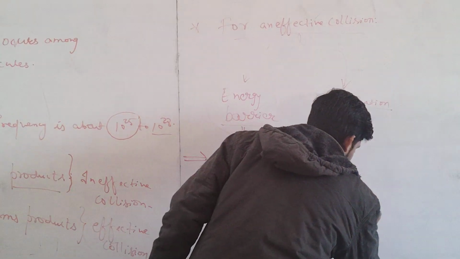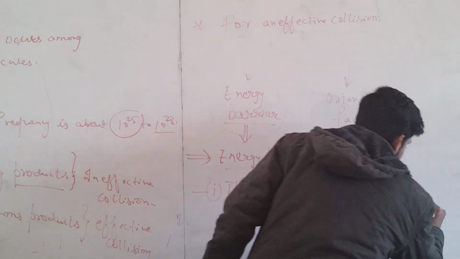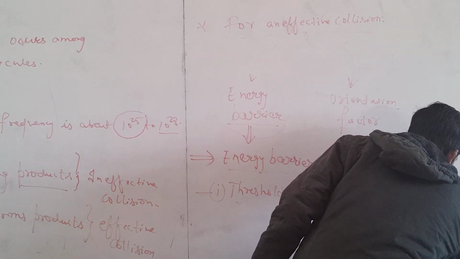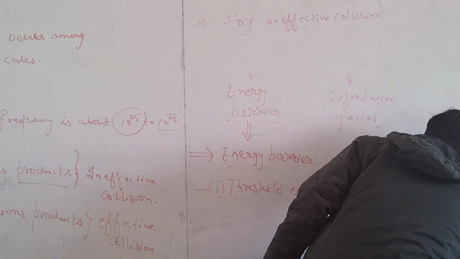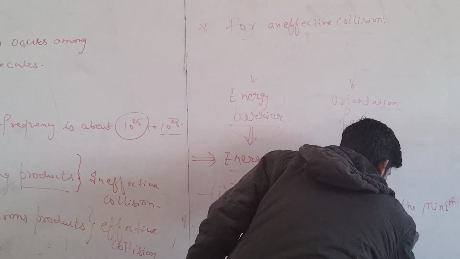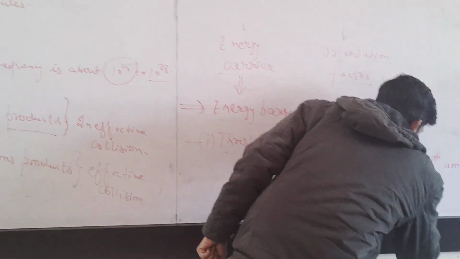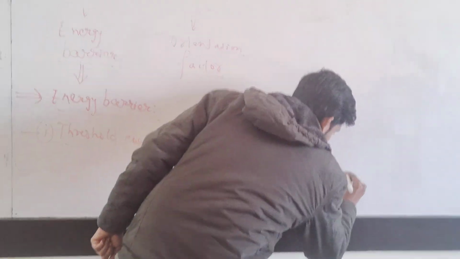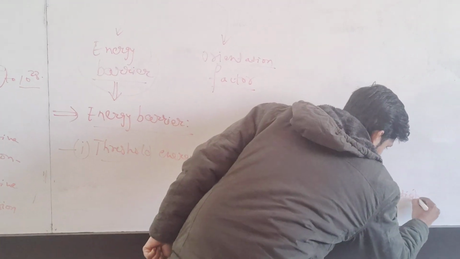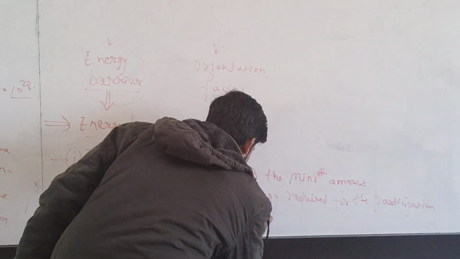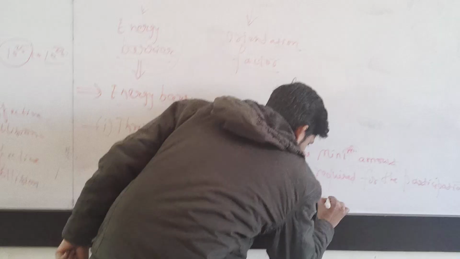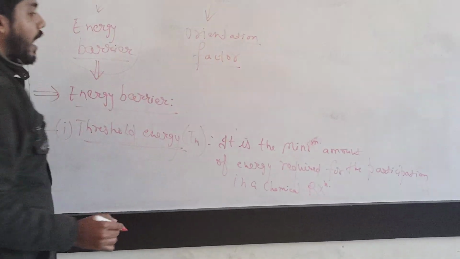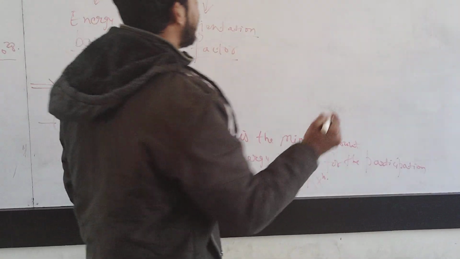This is the minimum amount of energy that is required for participation in a chemical reaction. So this is the threshold energy. And the second one is the activation energy.